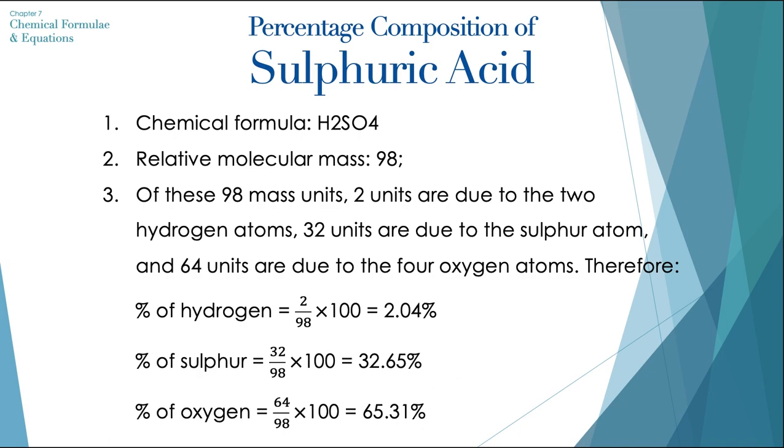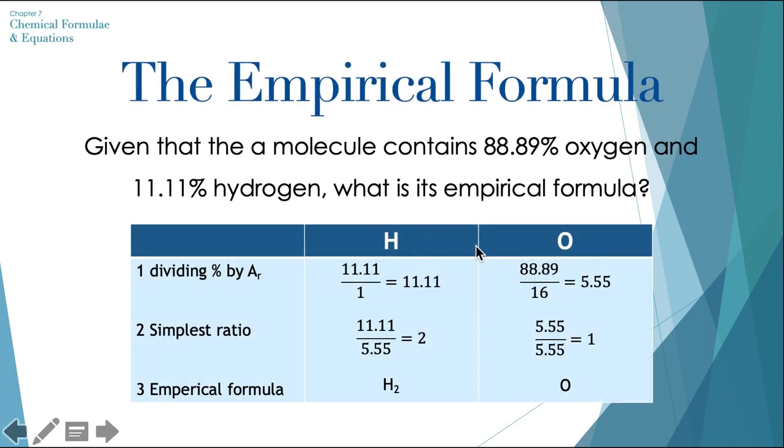The element which has the smallest number, like in the water case, we have oxygen. It has the smallest answer, 5.5. Hydrogen had a bigger answer, 11.11. So we need the element which comes up with the smallest number of all of the elements. Then we divide all of the elements' answers to this division by that smallest number, including that number itself. And in the end, we would get the simplest ratio. So let's just do it right now.